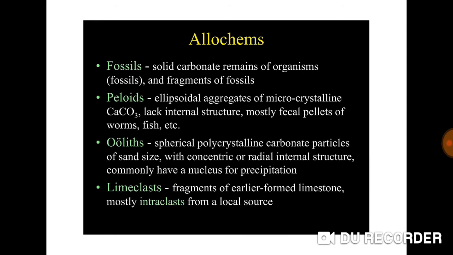The major types of allochems are fossils, peloids, ooliths, and lime clasts. Fossils are solid carbonate remains of organisms and fragments of fossils. Next, peloids are ellipsoidal aggregates of microcrystalline CaCO3 that lack internal structure, mostly fecal pellets of worms, fishes, etc. Next, ooliths are spherical polycrystalline carbonate particles of sand size with concentric or radial internal structure, commonly having a nucleus for precipitation. Next, lime clasts are fragments of early formed limestone, mostly intraclasts from a local source.